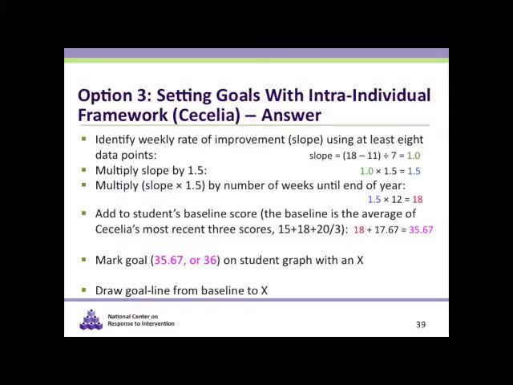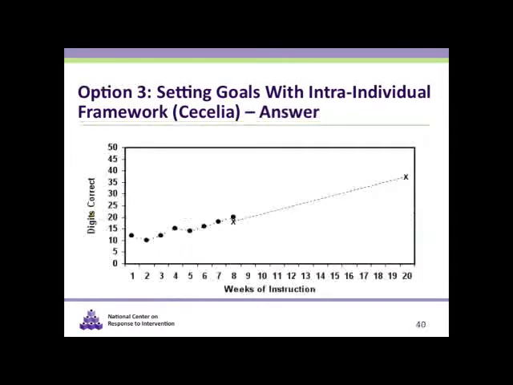Why did we use a 1.5 growth rate or ROI? If you were to just use 1, remember you are maintaining the previous rate of growth. Because you are attempting to close the gap through supplemental supports or those above and beyond what was previously provided, you would expect the students to make the previous rate of growth plus additional growth. By using 1.5 ROI, you are saying that in addition to maintaining previous growth, you are expecting to make half as much growth more. This is Cecelia's graph, where 36 is marked with an X. A goal line is drawn from the first 8 scores to the X.